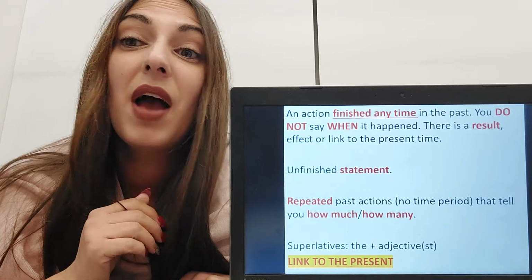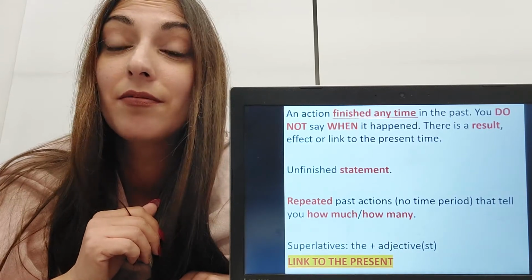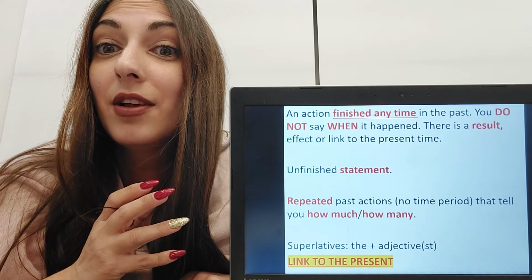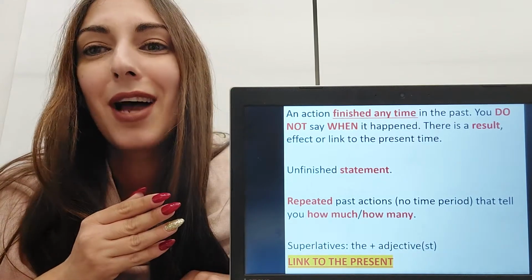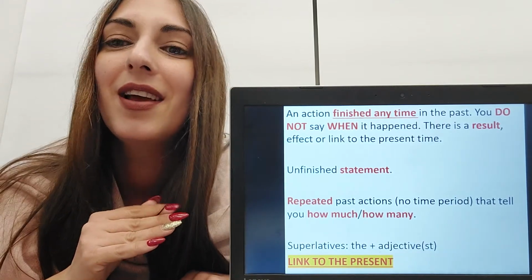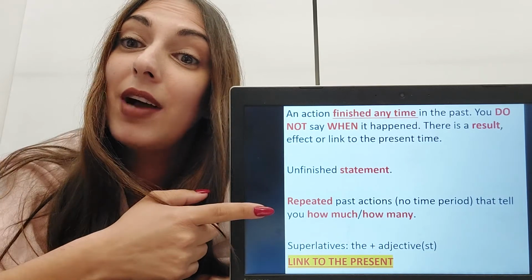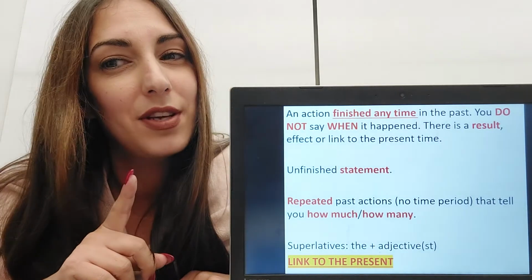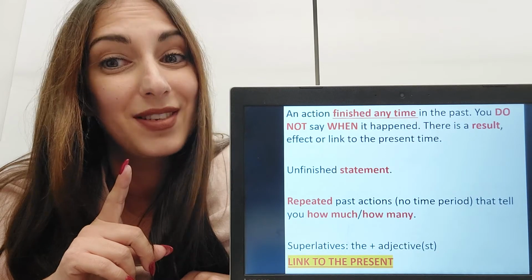Or I can say I have been to China 3 times. I don't tell you when. So any kind of how much or how many type questions or answers, if they don't have a time period, I can use present perfect. But if they have a time period, you remember we said we use past simple.